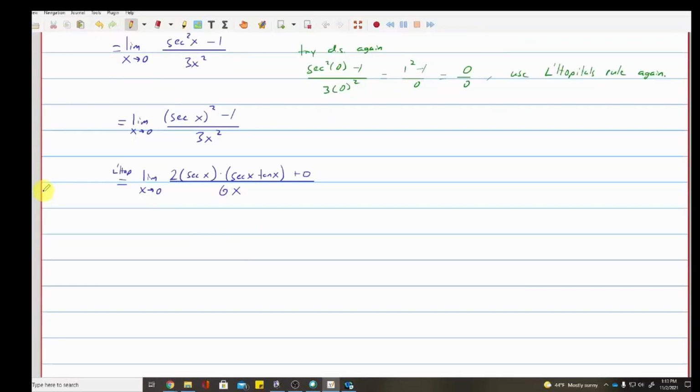If I try direct substitution here, I'm going to get 0 over 0 again. But I'm going to do some simplifying first. I'm going to rewrite this. Secant of x times secant of x is secant squared x. And then I'm going to write the tangent of x over x sort of separately.